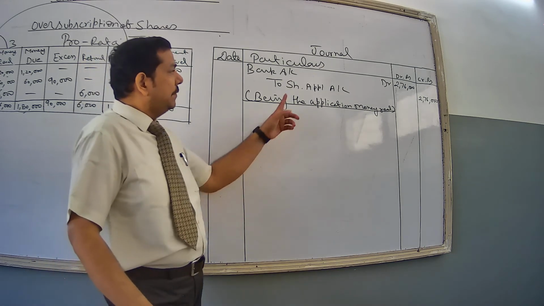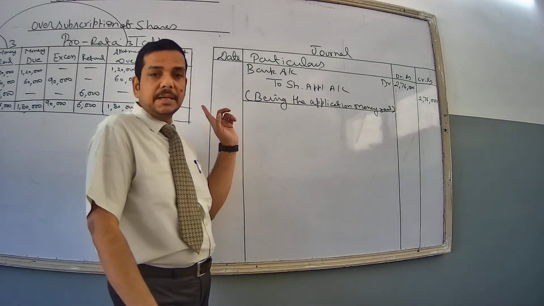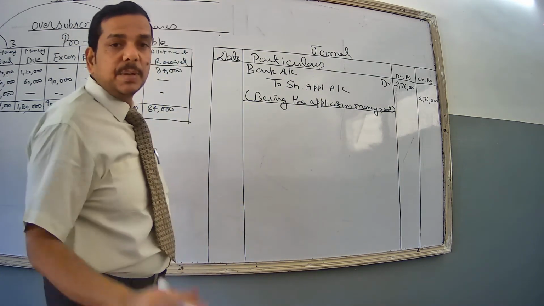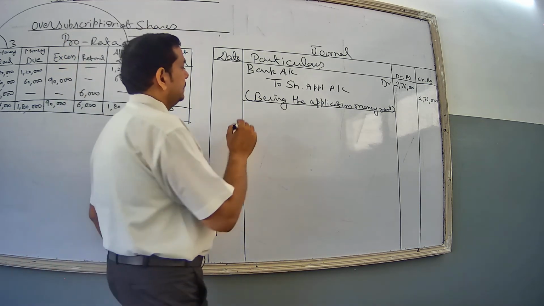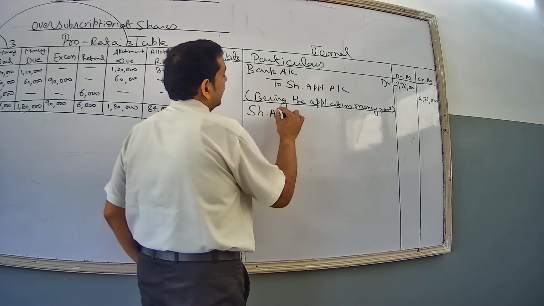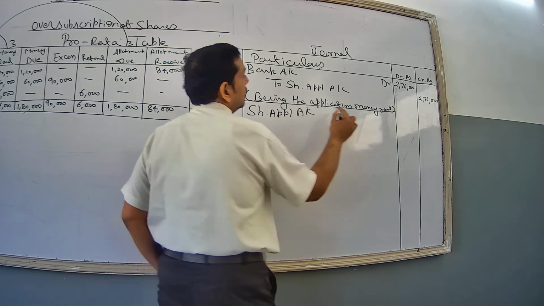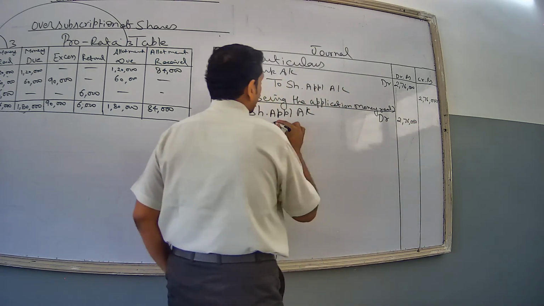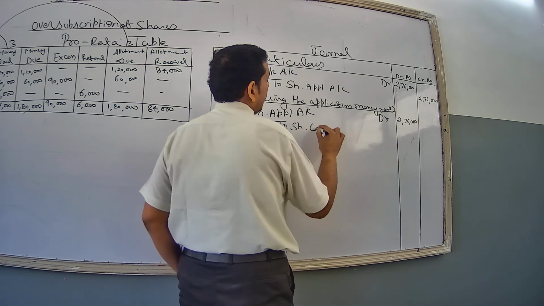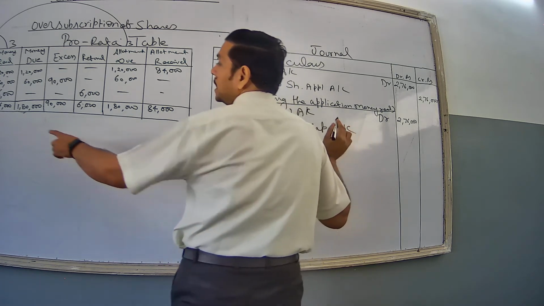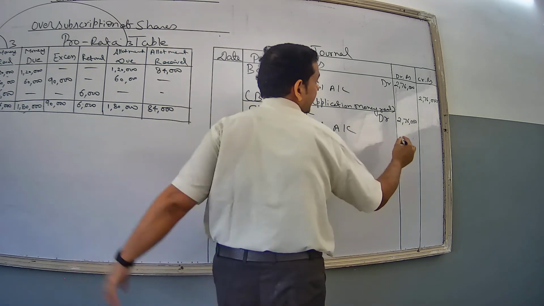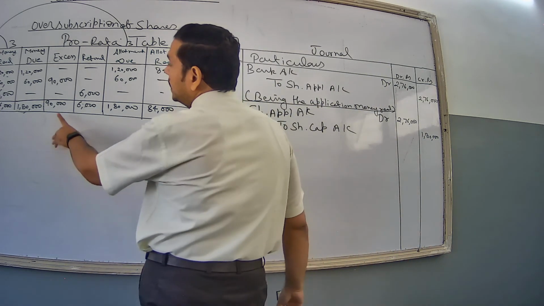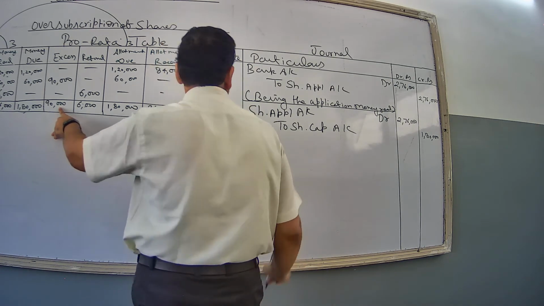Clear? Now in the second entry we are going to transfer because it contains several types of items and excess application money we have used in allotment also. So instead of passing two entries we are going to pass a combined accounting entry. So share application account debit 2,76,000. Clear? To share capital account. Clear? See how much is due for share capital? 1,80,000. Clear? How much we have used in allotment? Excess application money, that is 90,000.